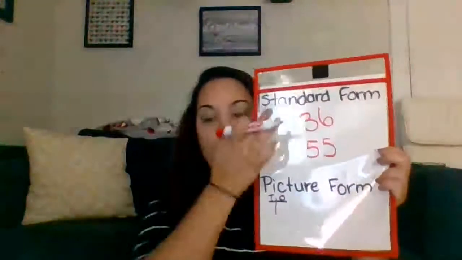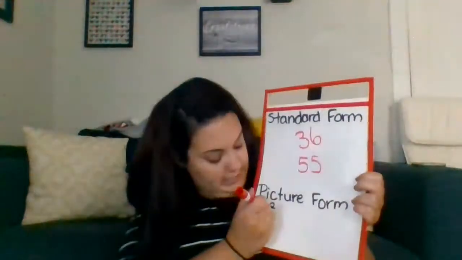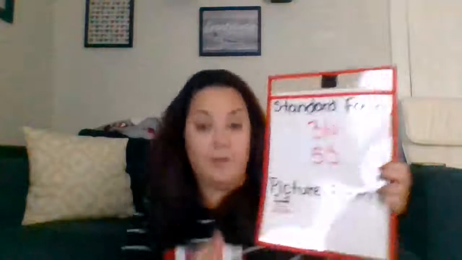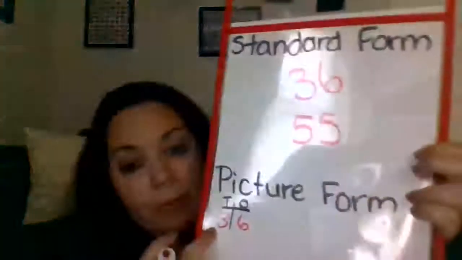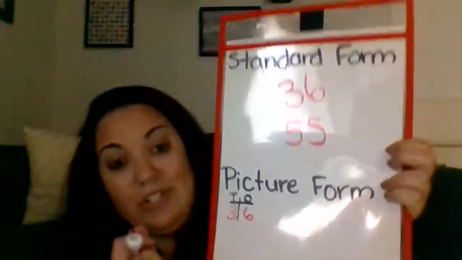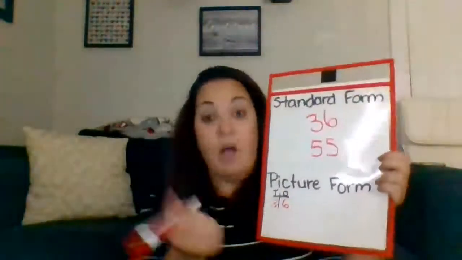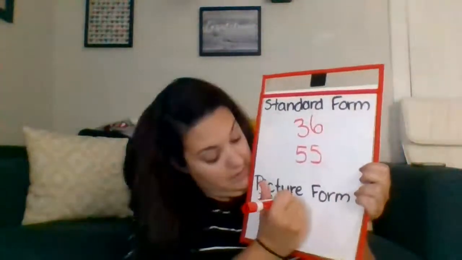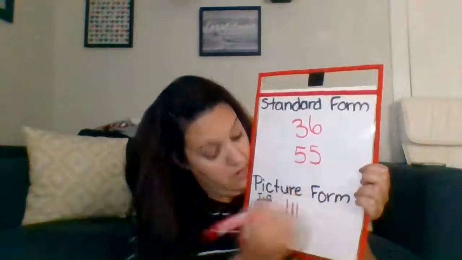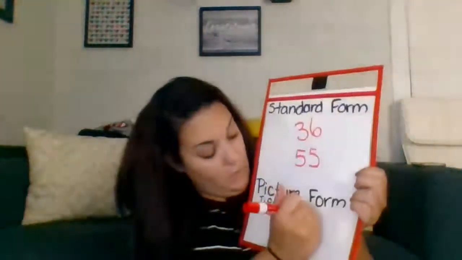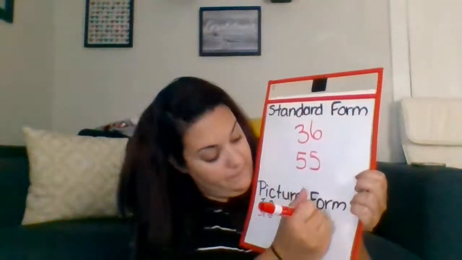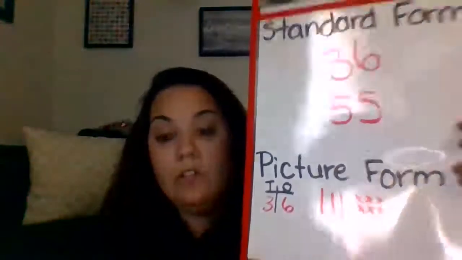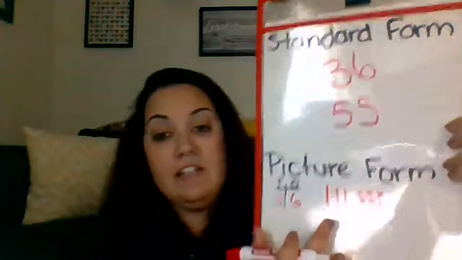Now I can write my number that I'm going to draw. I'm going to start with 36. So I have a 36 here. I see that I have 3 tens and 6 ones to make 36. So to draw this, I'm going to draw 3 lines for tens and 6 X's for ones. So I'm showing 36. I'm just showing it in pictures.